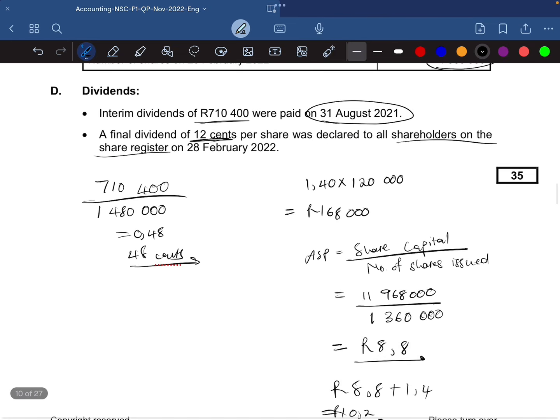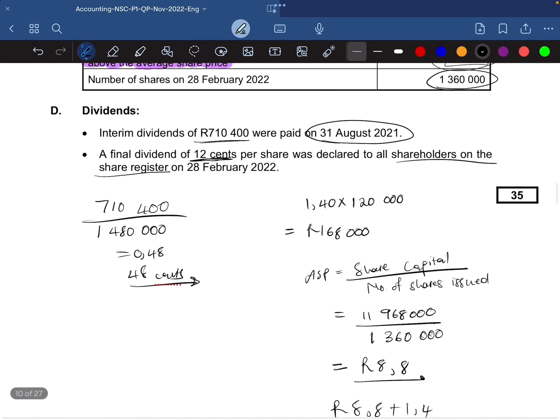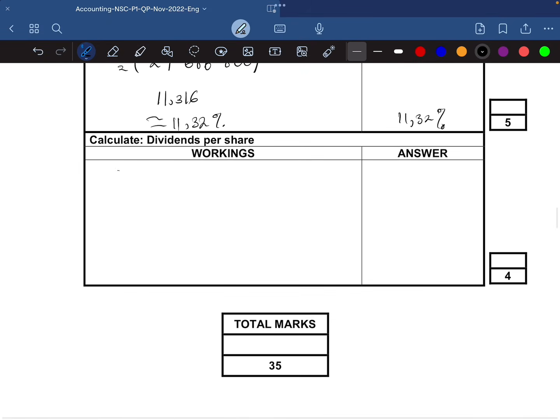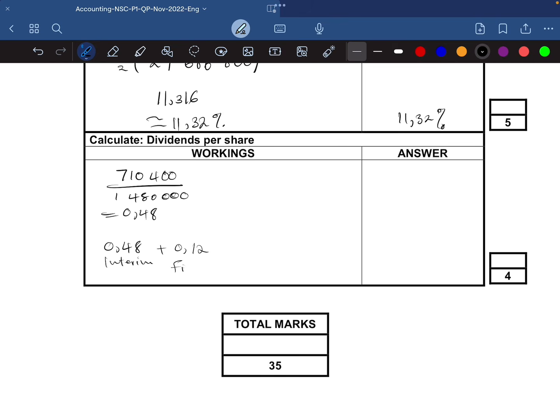Now we are going to look at the final dividend. It said the final dividend of 12 cents. Of course, it was given, so we don't really need to calculate anything there. So for the dividends per share, let's just quickly show our calculation here. Divided by 1,480,000, which is 0.48. So lastly, we're just going to add 0.48 for interim plus 0.12 for final. So that's a total of 0.6. So 60 cents.